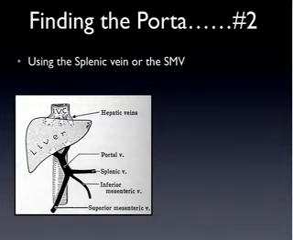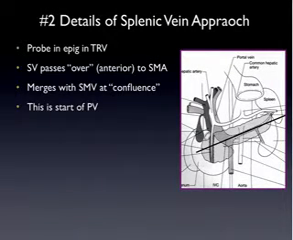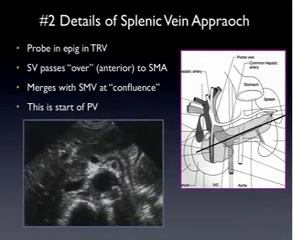Approach number 2 involves using the splenic vein, or the superior mesenteric vein. The idea is that the portal vein is composed of that confluence of the splenic vein, the inferior mesenteric vein, and in some part the superior mesenteric vein. This confluence forms the portal vein, and that's what we're looking for. So we're going to follow the splenic vein. We're going to place the probe in the mid-epigastrium in transverse. We're going to watch the splenic vein as it passes over the SMA, or the superior mesenteric artery, and then becomes the portal vein. This is an example right here.